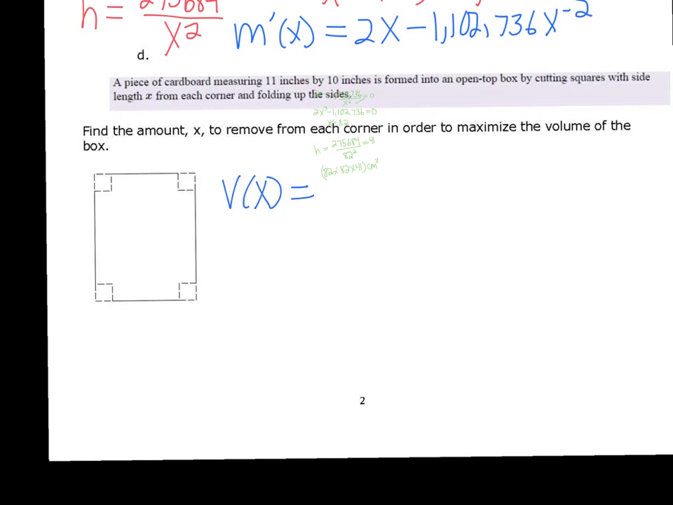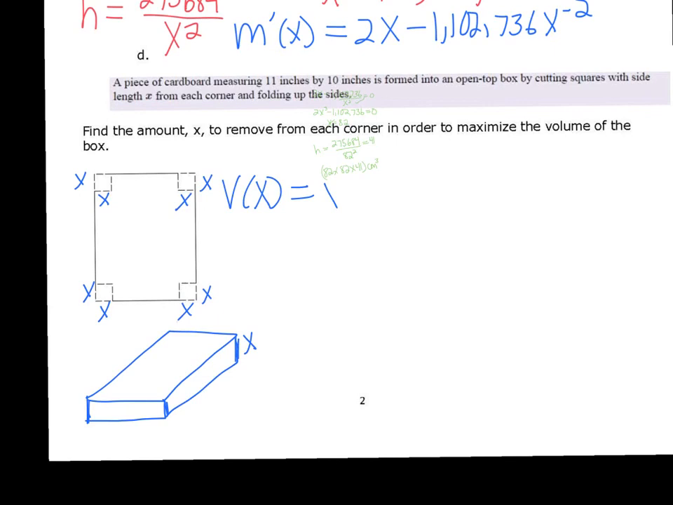Well, the height of our box, let's just look at what this box looks like here. It's going to look something like this. And the height of the box is going to depend on how much we cut out from each corner, so I'm going to call that X. Everything that we cut out on the corners is X by X because it's squares. So the height is X, no problem.